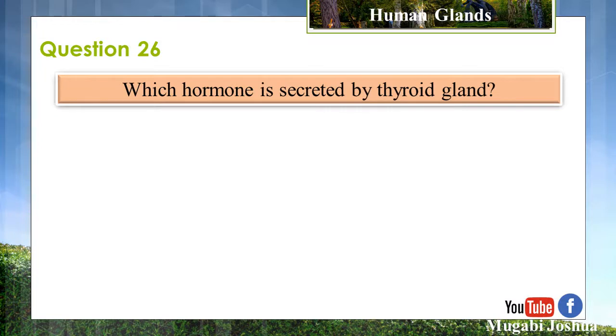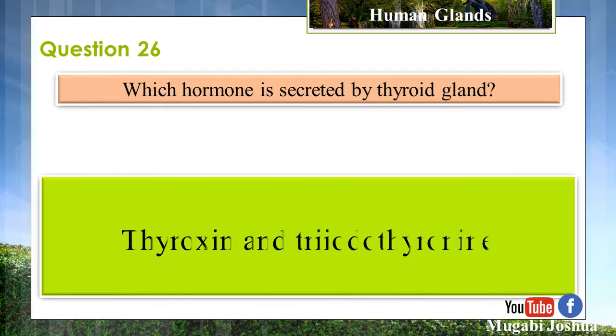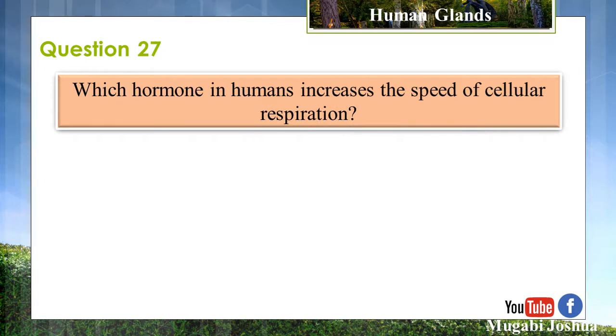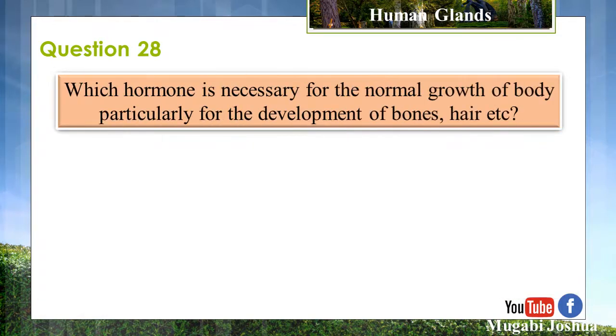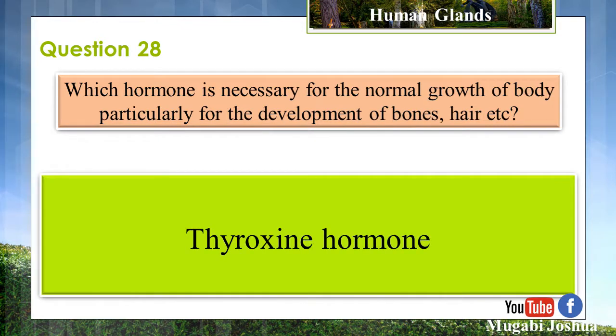Question 26. Which hormone is secreted by thyroid gland? Thyroxine and triiodothyronine. Question 27. Which hormone in humans increases the speed of cellular respiration? Thyroxine. Question 28. Which hormone is necessary for the normal growth of the body, particularly for the development of bones, hair, etc.? Thyroxine hormone.